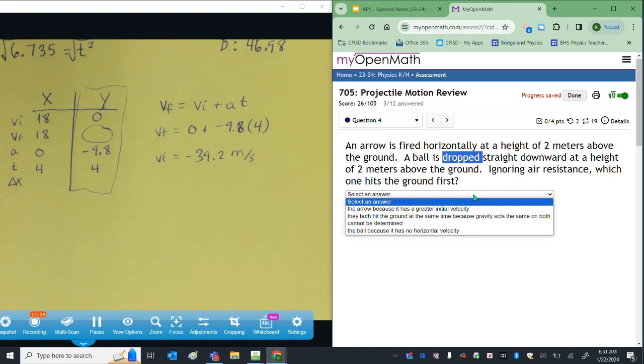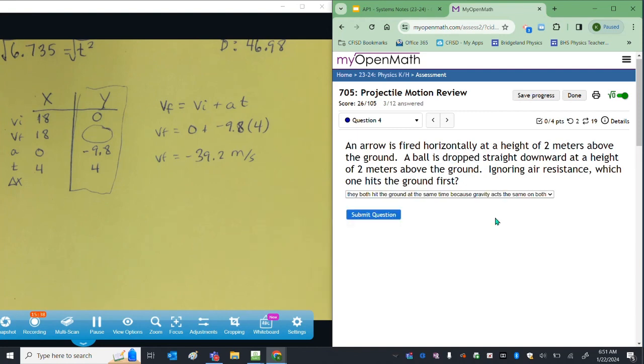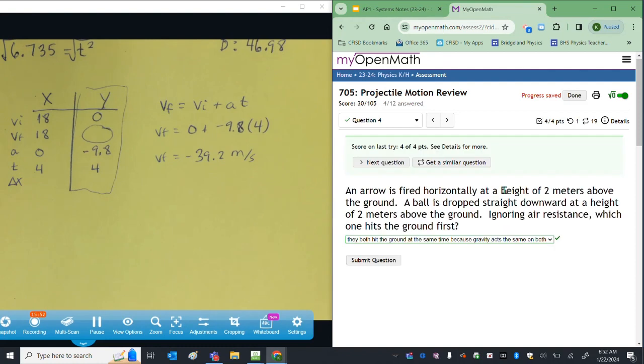The fact that it's moving forward doesn't affect the rate at which it falls downward. And so they both hit the ground at the same time because gravity acts the same on both. I showed you guys a Mythbusters video in class where they did this with a bullet fired forward versus one dropped from rest at the same time. And they will hit the ground at the same time if they're at the same height and dropped at the same moment.